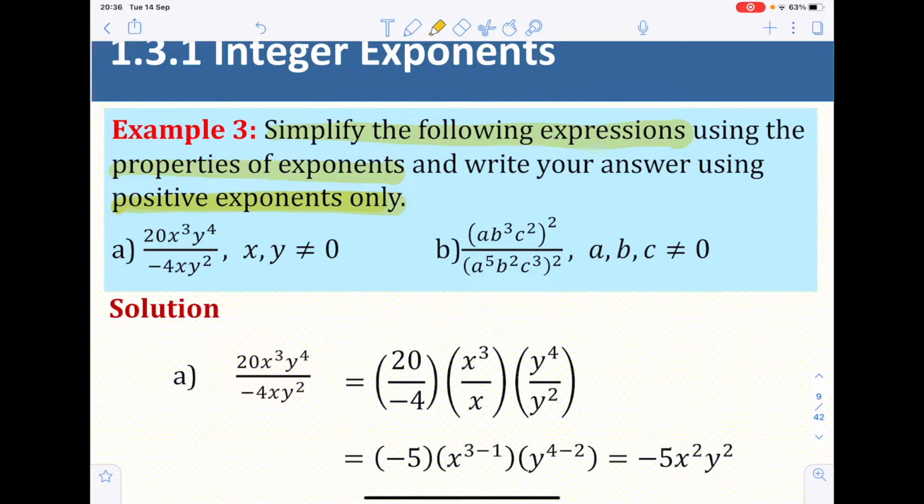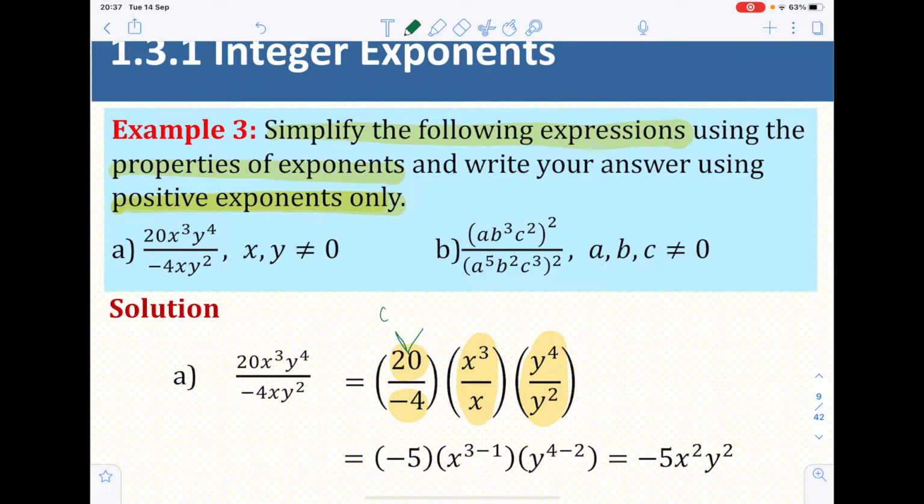We have 20 times x to the power 3 times y to the power 4 over negative 4xy squared. So the best way to do that is to put the numbers above the numbers in the denominator, and so on. So as you can see here, 20 over negative 4, and I put the x's together and the y's together. Now it's easier for us to simplify.